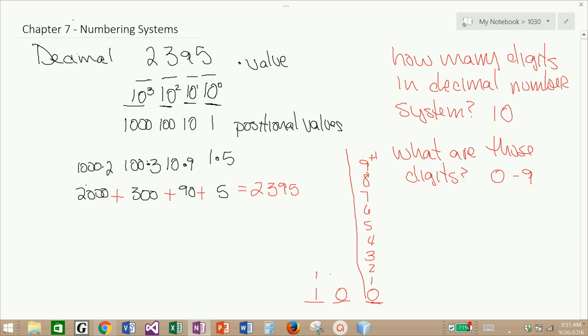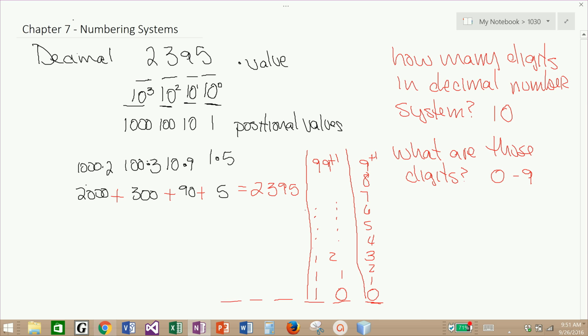So now let's count up. This would be 11, 12. If I were to continue counting in my decimal numbering system, ultimately I would get to 99. And then if I were to add 1, I'm going to move from 2 positional values. Now I have 3 positional values.